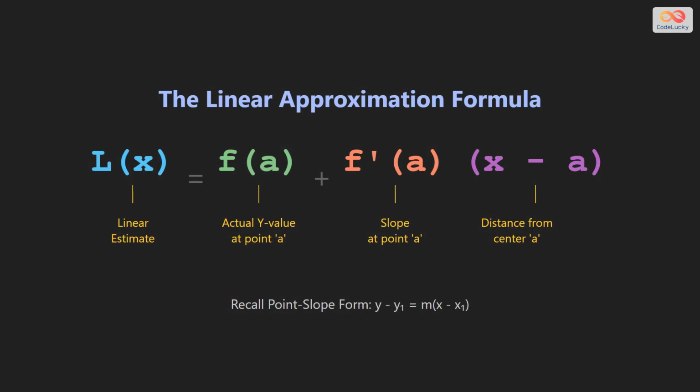This brings us to the famous formula. L of x stands for our linear estimate. It is equal to f of a, which is the starting height, plus f prime of a, which is the slope, multiplied by the horizontal distance x minus a. If you remember algebra, this is actually just the point-slope form of a line, rearranged. We start at a known height and move along the slope.